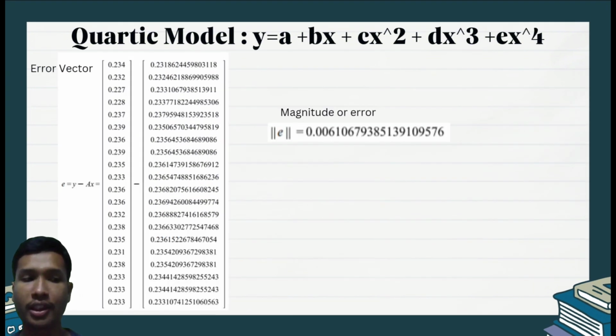For the error equation, E equals y minus Ax. Y represents the left side, while the other one represents Ax. For example, 0.234 minus 0.23186244598031118, we will get the answer for E, which is the error. Hence, the magnitude of error for the quartic model is 0.006106 79585139109576. Here are two graphs.